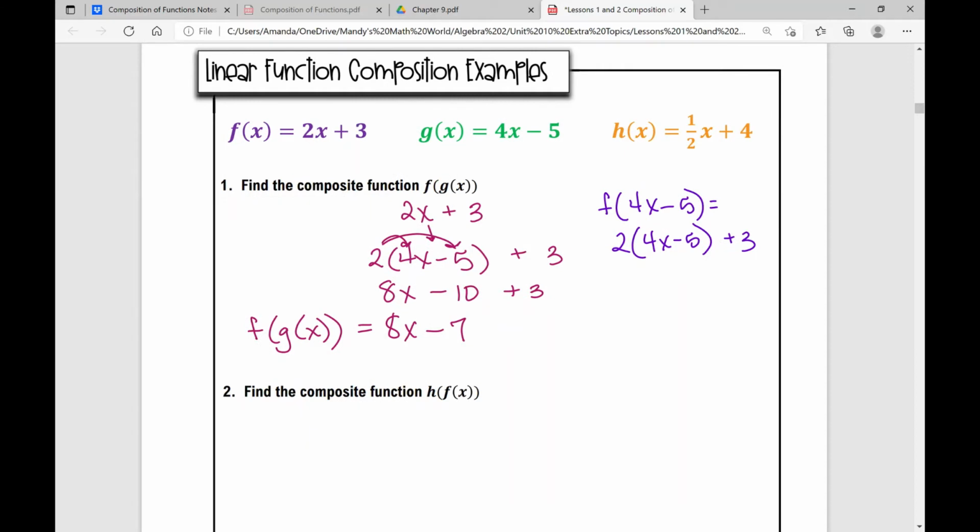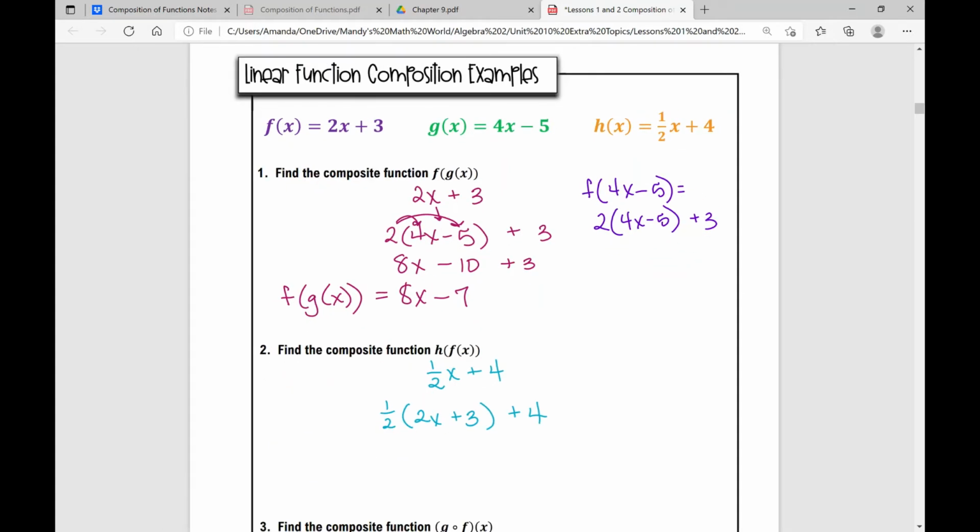Find the composite function h of f of x. Using the process that I stated, we're going to write the outside function first, which is h of x, which is 1/2 x plus 4. Then I'm going to replace the x with parentheses. So 1/2, I'm replacing x with parentheses. What am I going to replace x with? I'm going to replace it with the inside function, which is f of x, and that's 2x plus 3.